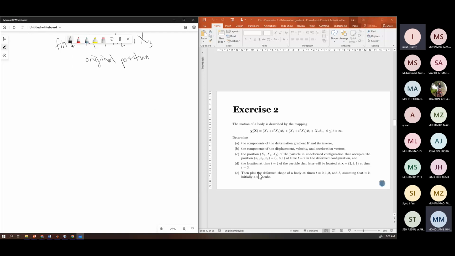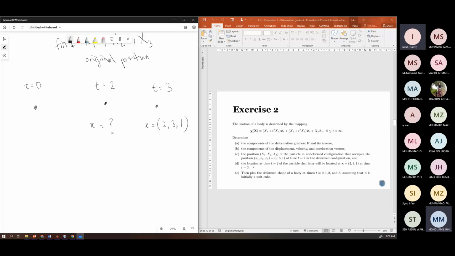And then question D, the location at time t equals 2 of the particle that later will be located at x equals 2, 3, and 1 at time t equals 3. Okay, so this question also a bit macam putar balik sikit lah. Okay. So what the question wants is that, let's say you have this particle at time 0. Okay, dekat time 3, position dia ialah 2, 3, 1. Okay. So at time 2, dia tanya position dia kat mana.